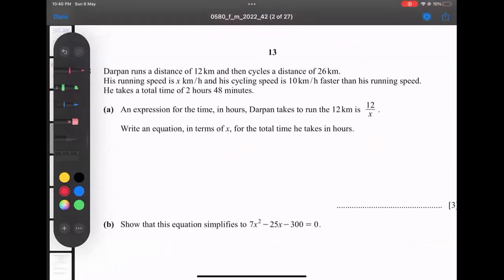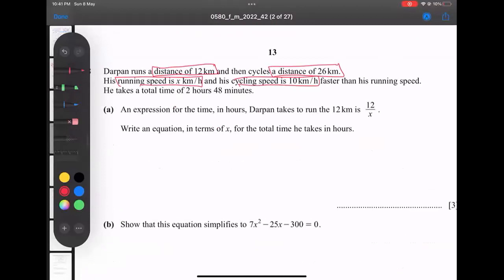Let's talk about question number 8. Question number 8, we have what? Darpan runs a distance of 12 kilometers. First distance is 12, second, and then cycles is 26. And running speed is given here, and cycling speed is given here. Okay, and total time is this. I think it's very clear.